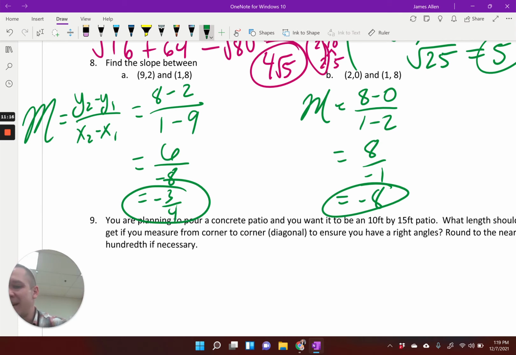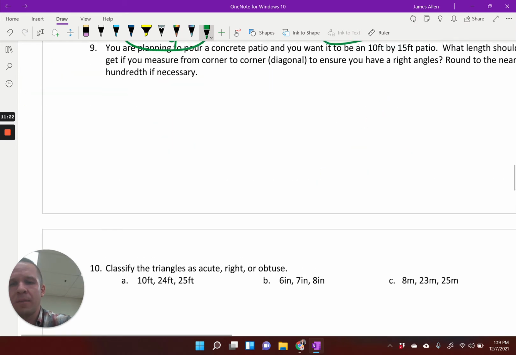One of those bad boys on the test, right? I'll usually give you 2 on the review, double the amount. On the test, we'll have 1 slope, 1 distance formula. Be great. Okay.